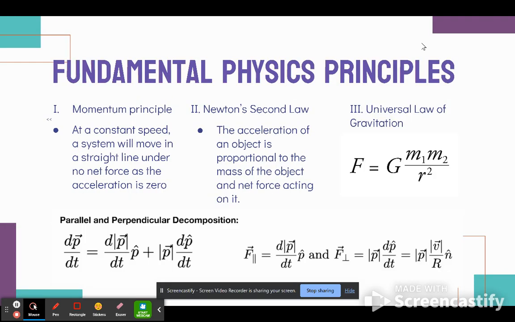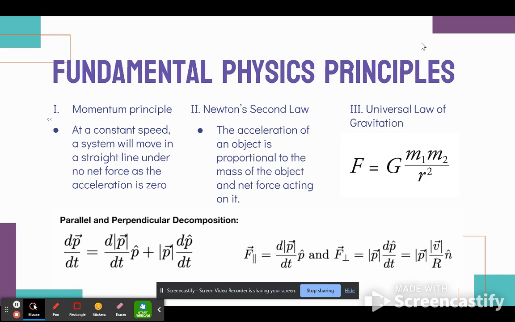These principles include the momentum principle, which explains how an object will change its motion under a net force, and it can be observed that at a constant speed, the system will move in a straight line under no net force as acceleration is zero. Newton's second law explains how the acceleration of an object is proportional to the mass of it and the net force acting on it. Additionally, the universal law of gravitation states that all objects attract each other with a net force that is directly proportional to the product of their masses and inversely proportional to the square of their distance.